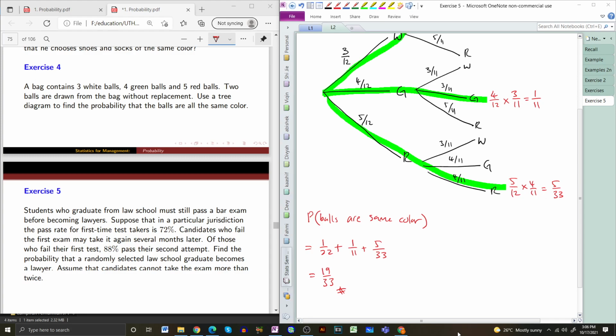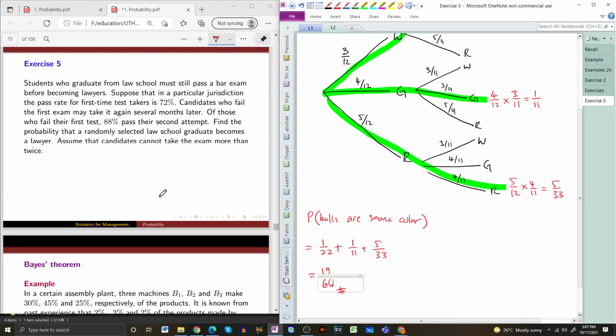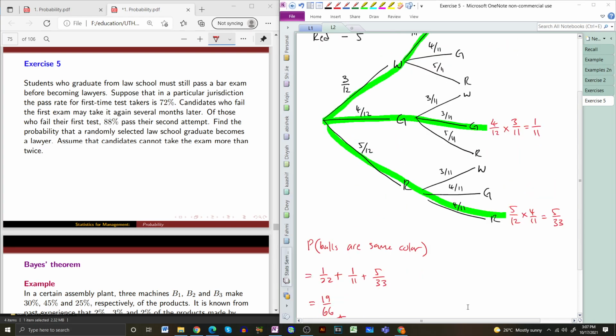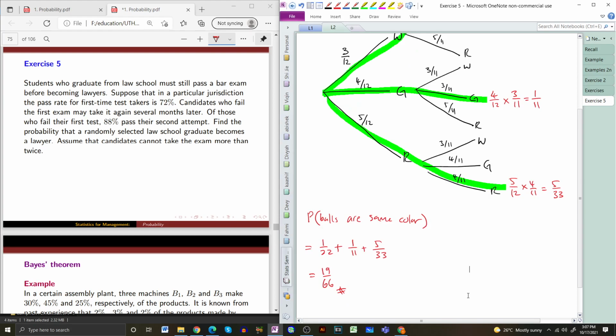Okay. So if you have done the work, the answer for this is 1966. This would be the answer you get. Like exercise 5.